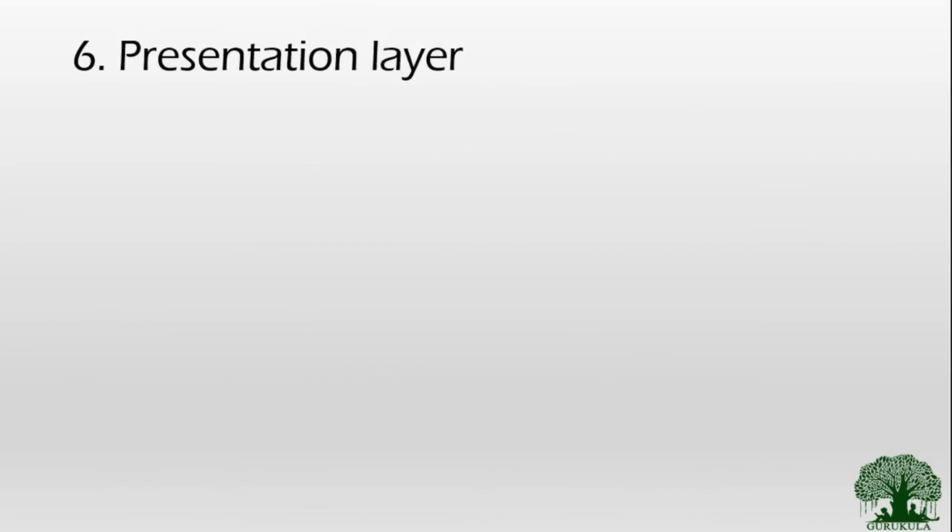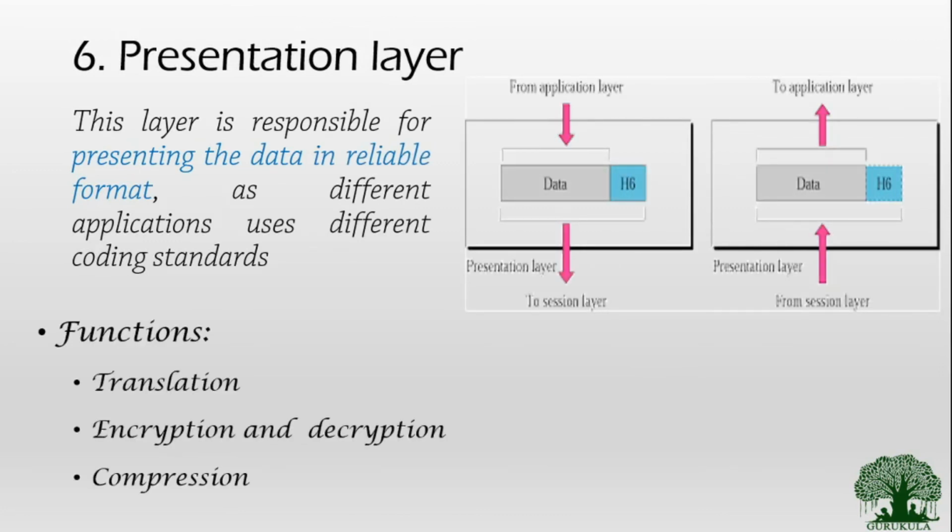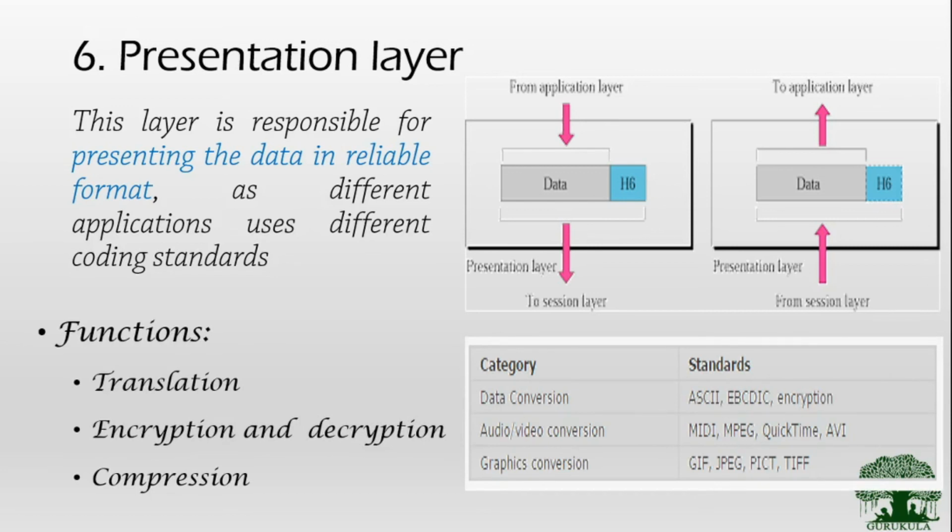So the presentation layer is responsible for presenting the data in a suitable or reliable format. The primary functions of the presentation layer are translation, encryption, decryption and compression. So any of your messages may undergo a certain kind of translation, encryption and compression as well. Any messages that have to be translated, encrypted and decrypted will be handled by your presentation layer.